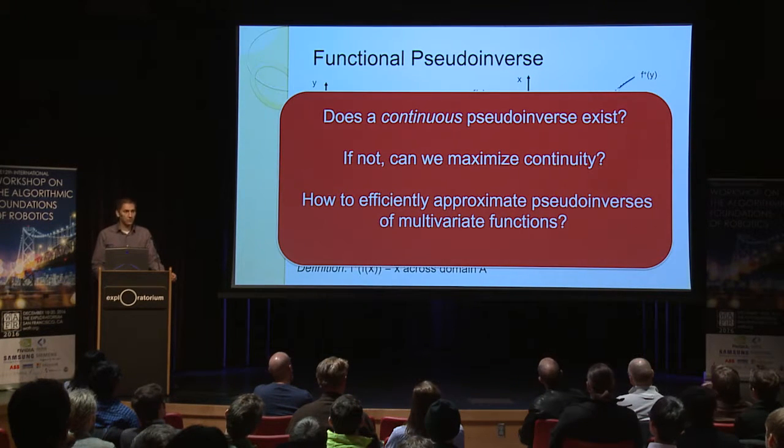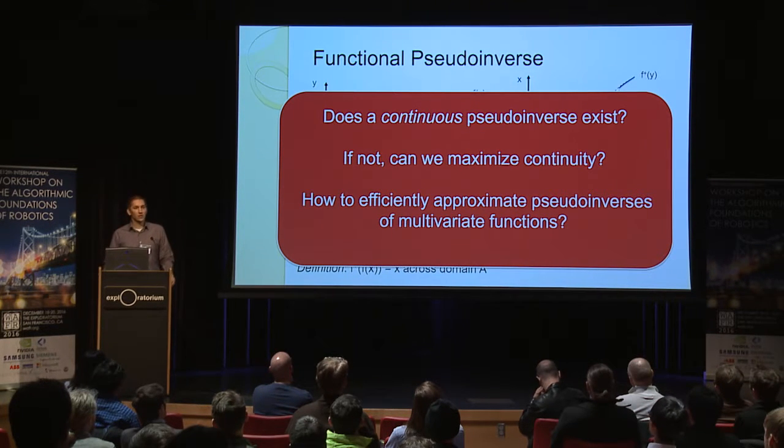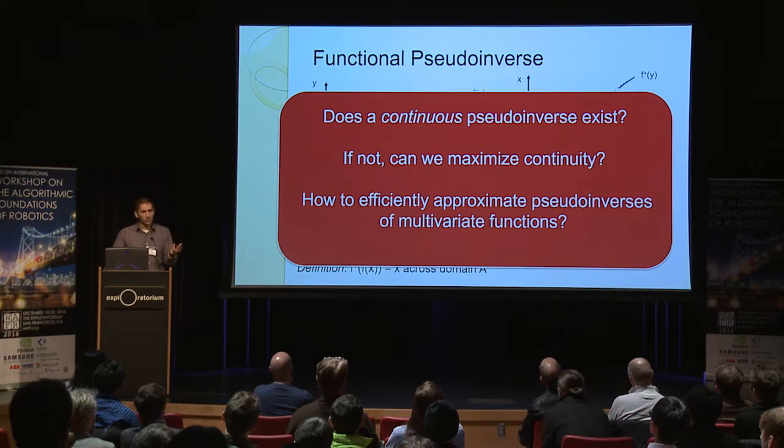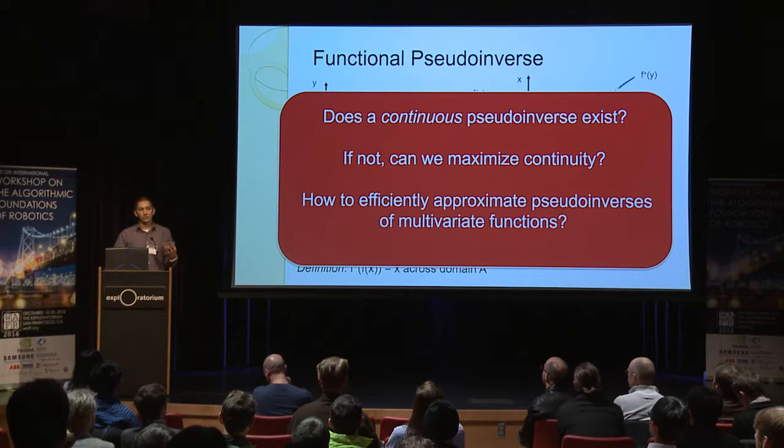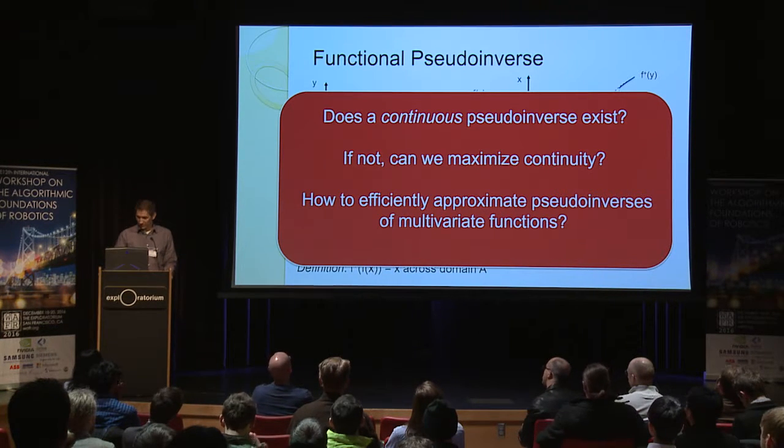So I posed a couple of questions. Does a continuous pseudo-inverse exist for a function? And if not, can you maximize continuity? And third, which is also quite important for redundancy resolution for robots, we want to be able to do this for a multivariate function. We want both the input and the output of this function f to be higher dimensional than 1.